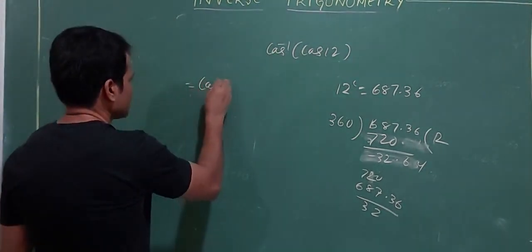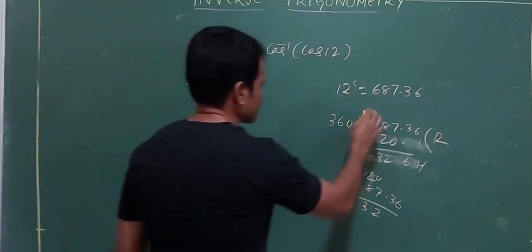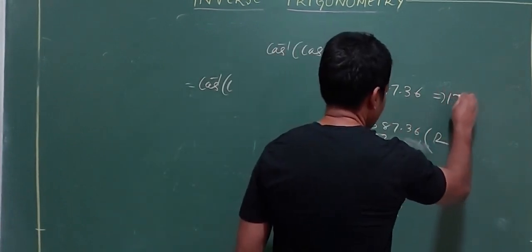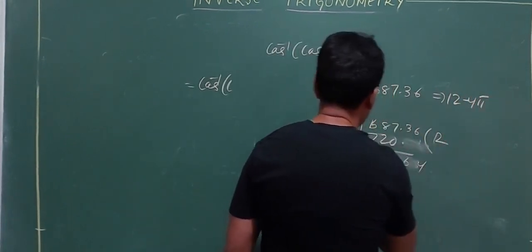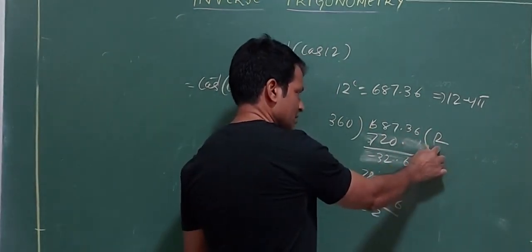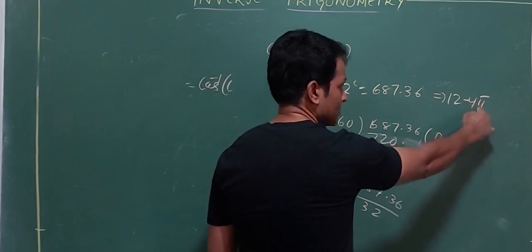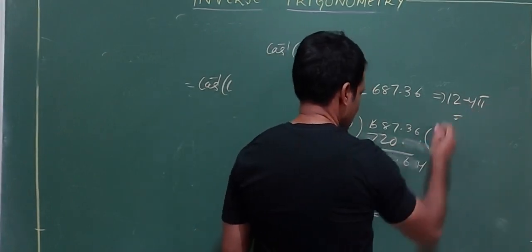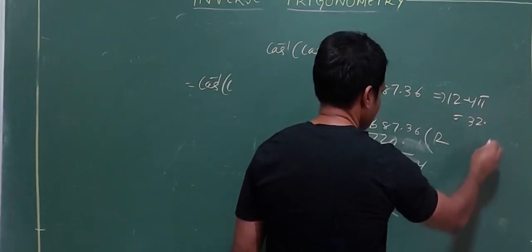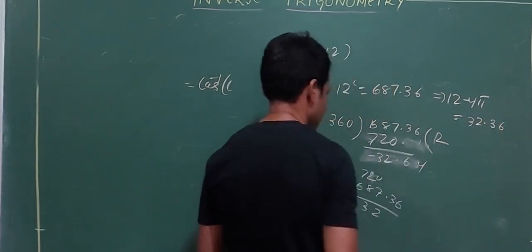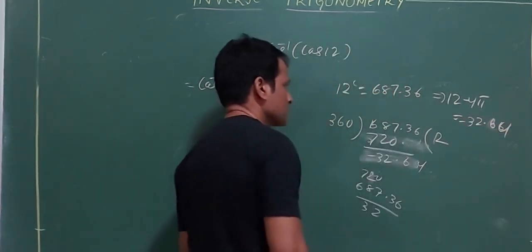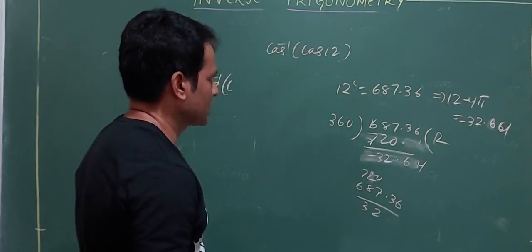I'll apply cos inverse. This can be written as 12 minus 4 pi. 360 into 2 is 720, so 4 pi is 720, with pi being 180. It is equal to 720 minus this, minus 32.64.